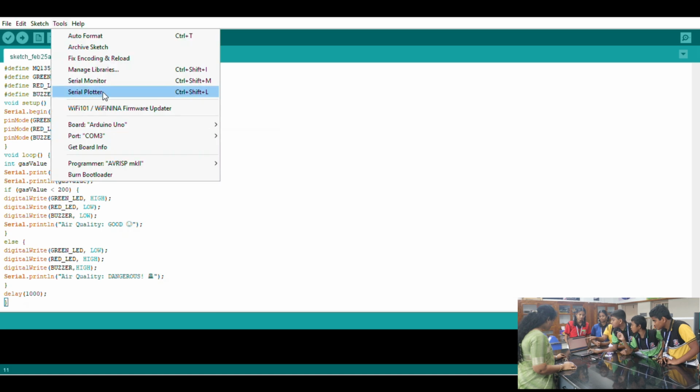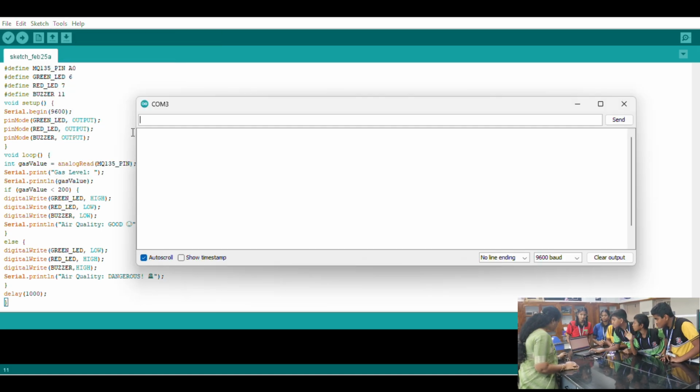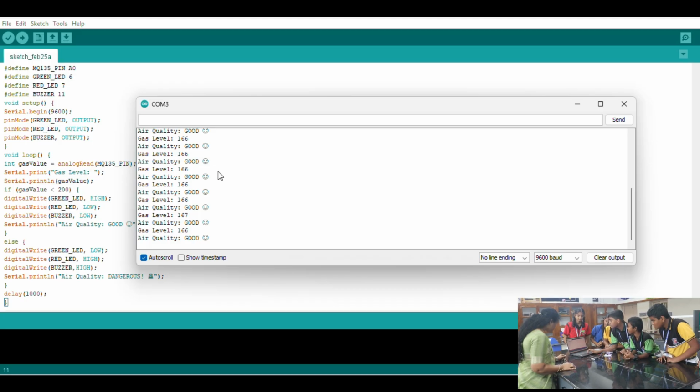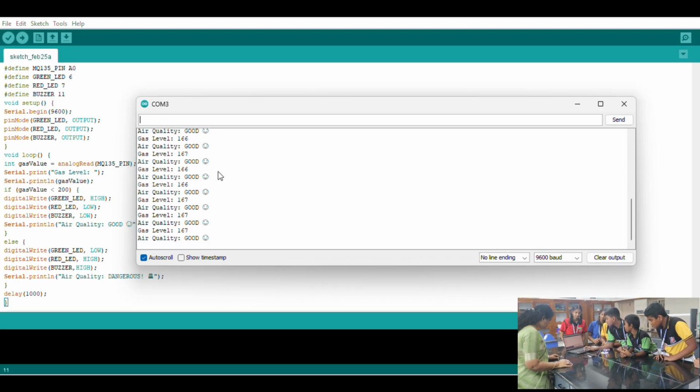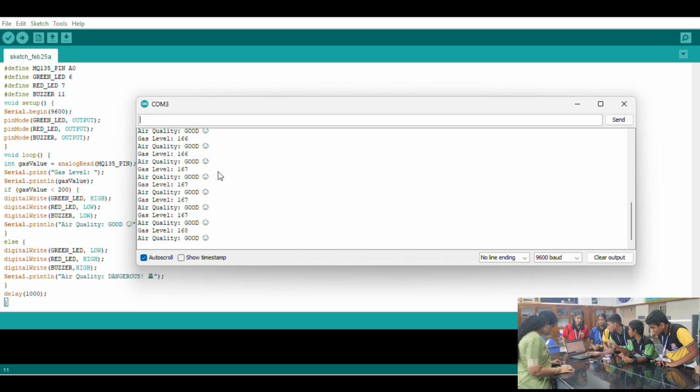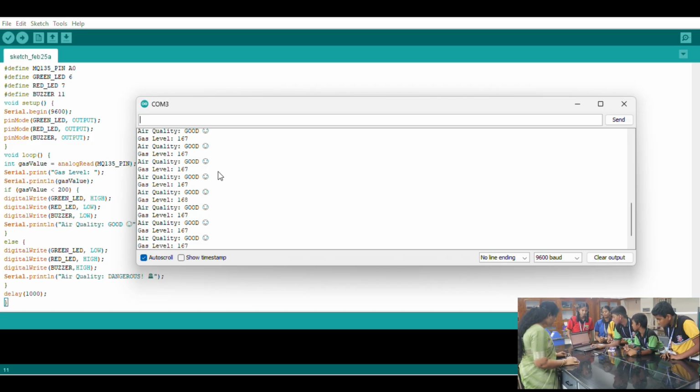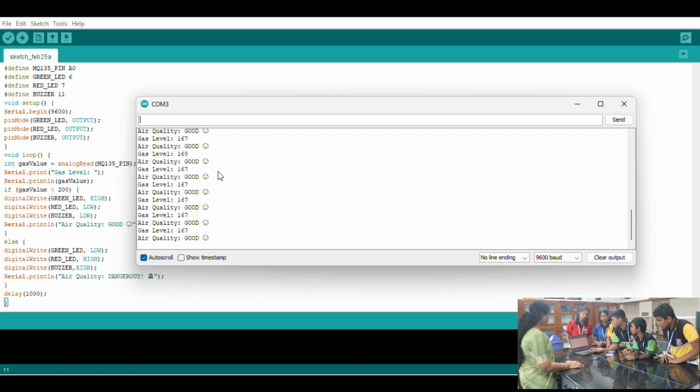And if we go to the tools and we go to serial monitor, first close the serial plotter. Yes, ma'am. Here. Go to serial.